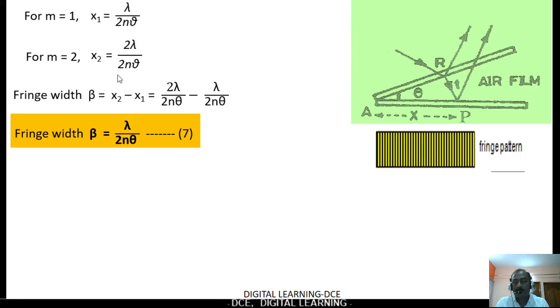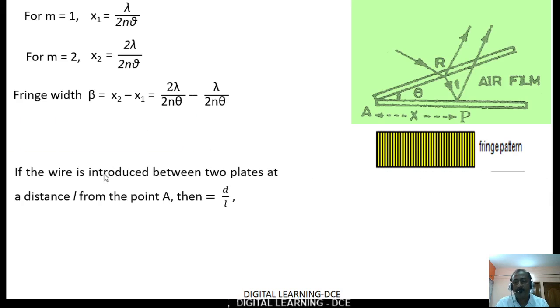Fringe width beta is the difference between the first and second fringe, either dark or bright. Then beta equals x2 minus x1, which is equal to 2 lambda by 2n theta minus lambda by 2n theta. On further simplification, the fringe width is lambda by 2n theta. Let it be equation 7.